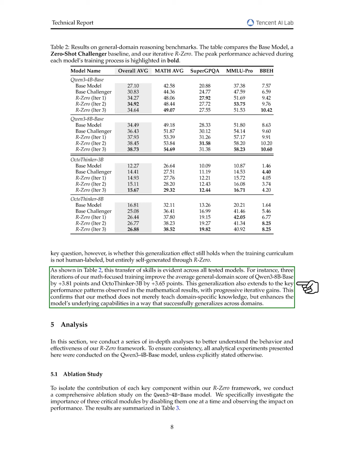Section Analysis. In this section, we conduct a series of detailed analyses to enhance our understanding of the R0 framework's behavior and effectiveness. For consistency, all experiments discussed here were performed using the Qwen3-4B-Base model, unless stated otherwise. In our ablation study, we aim to identify the contribution of each key component in the R0 framework. We systematically disable 3 critical modules one at a time and observe the effects on performance.